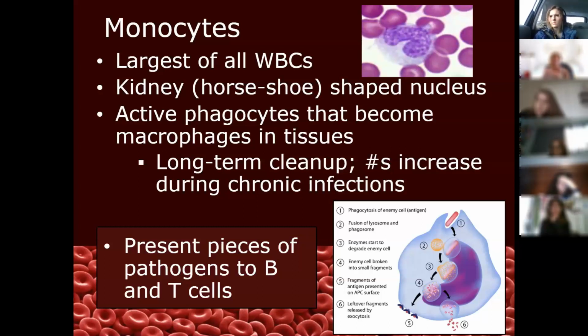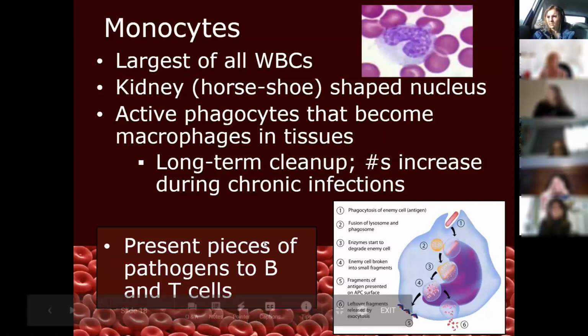So they are more present in long-term infections. If you're sick for a short period of time, that's the neutrophil. If you're sick for a long period of time, like I have chronic bronchitis, comes back all the time, monocytes are going to be more active at that time. So long-term cleanup, they increase in numbers during chronic infections. Chronic means it's long-lasting or repeated. Acute means it's short-term and maybe like an individual event.